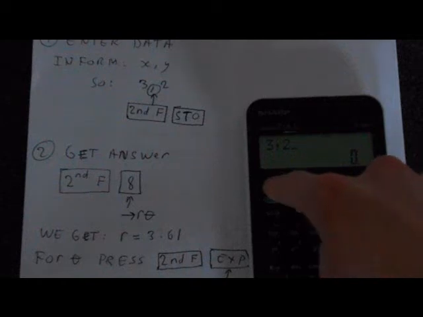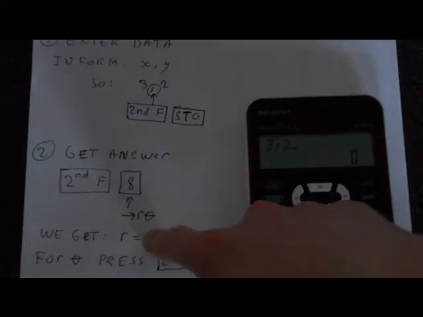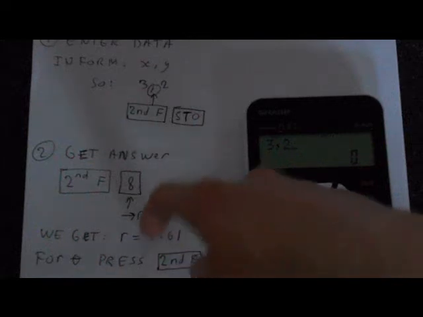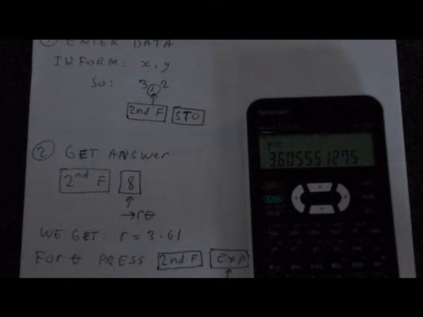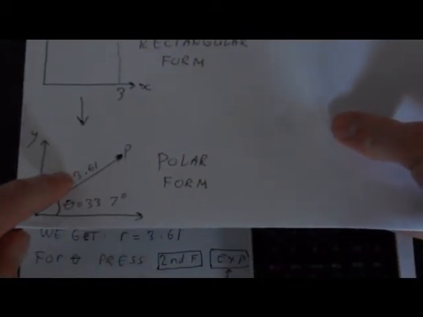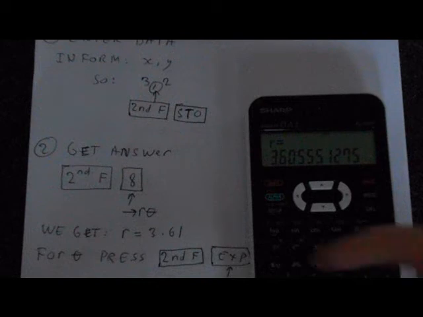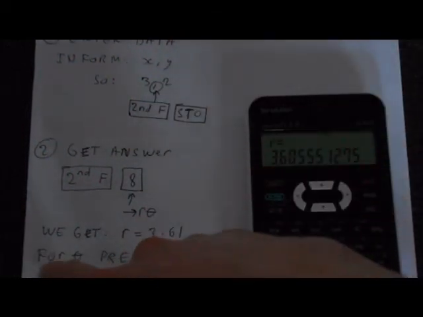So press second function and then the number 8. That's got this arrow r theta. So press 8 and then that gives us this length r, which is 3.61, which is exactly what we expected from here. See, 3.61. And then we need to get the angle as well, so we have to cycle through.